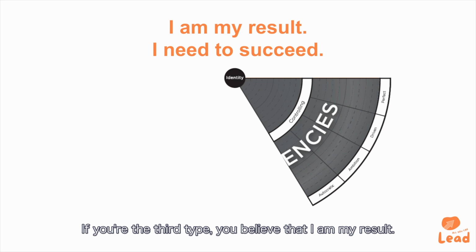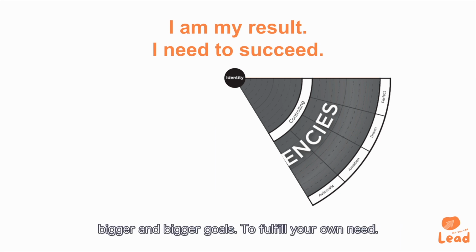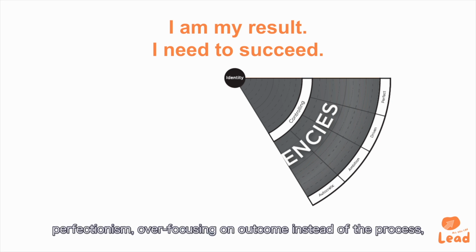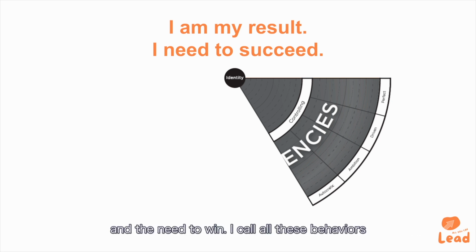If you're the third type, you believe that I am my result. For self-protection, you need to constantly reach bigger and bigger goals. To fulfill your own need, you often demonstrate controlling behaviors such as perfectionism, over-focusing on outcome instead of the process, and the need to win.